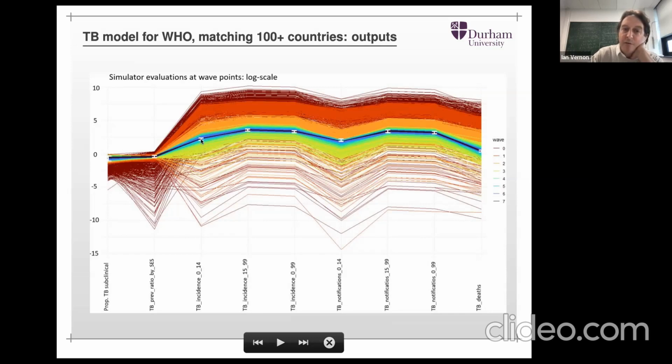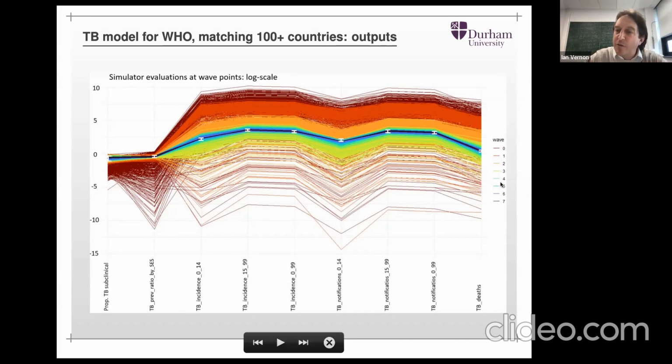Those targets are given by these white error bars here and here and here. When we do our initial wave of runs, wave 0, those are the dark red runs here. They're up here and down here and spread all over the place. And if you notice, this is on a log scale, so these dark red runs are miles away, way above the data, way below the data, because we've done a design of runs, with runs high and low.